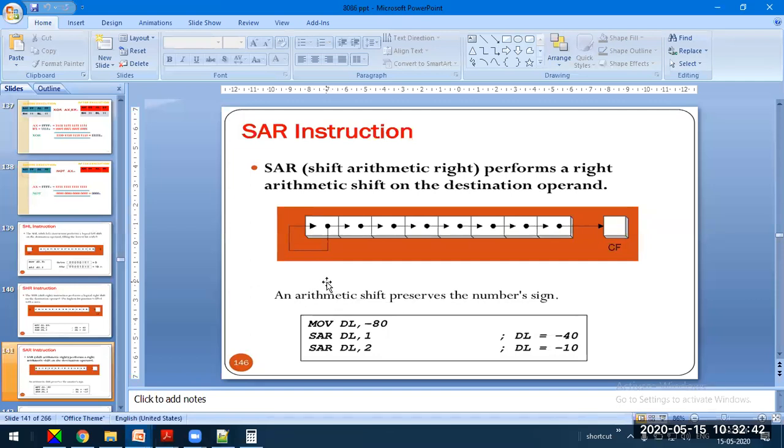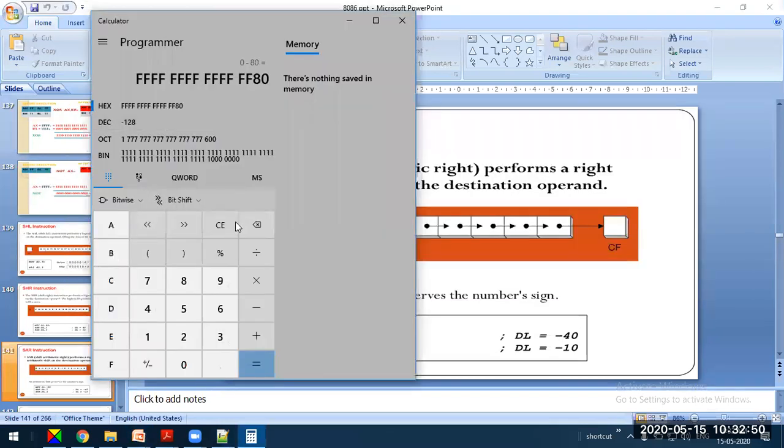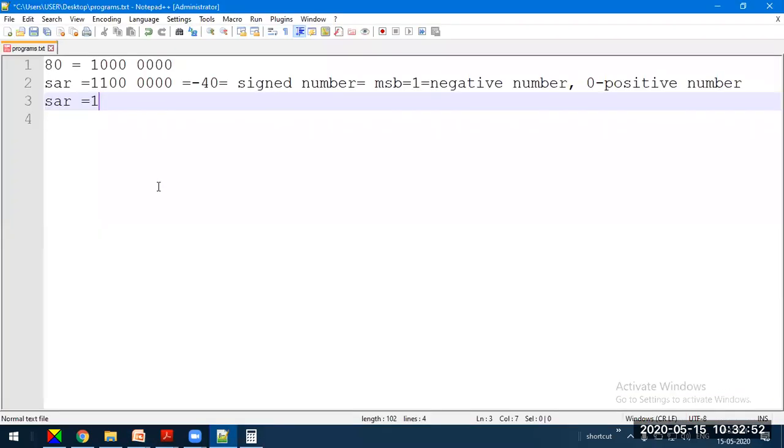If you shift it by 2 positions, the MSB bit is shifted. So this is 1 1 0 and 0 0 0 0. What is this equal to? Again minus, this minus sign indicates negative. What is the value of this? 60H. It is nothing but equal to 60.